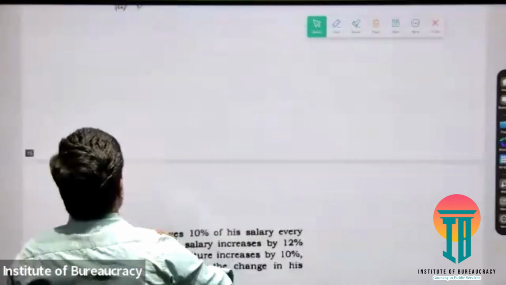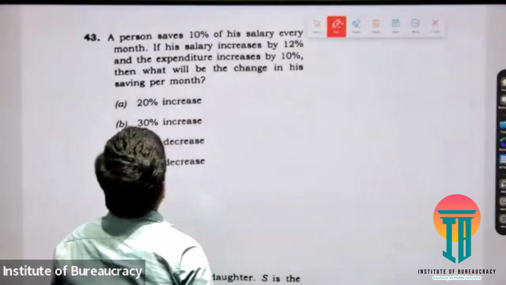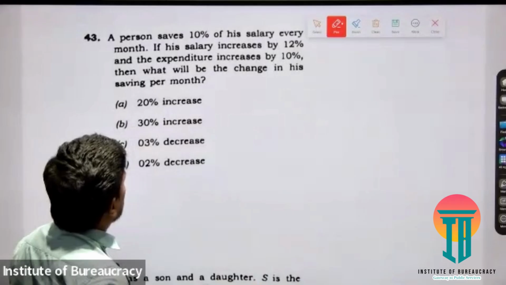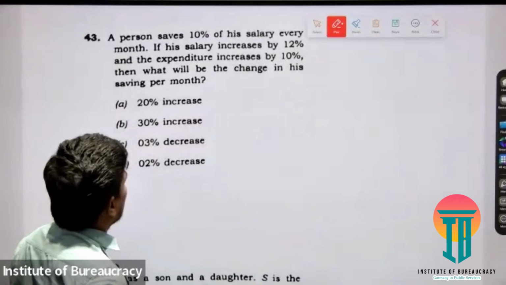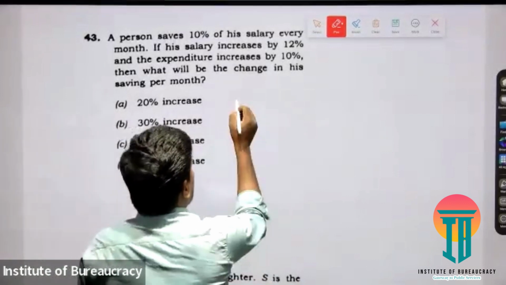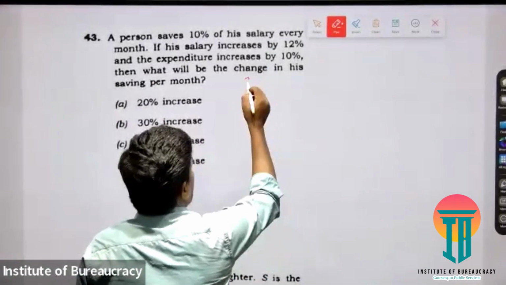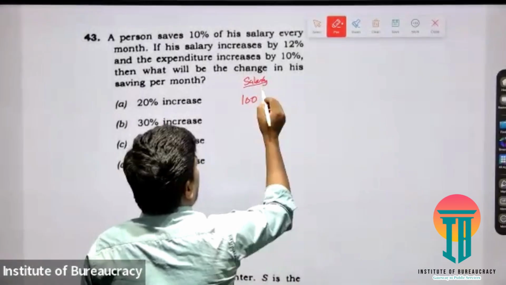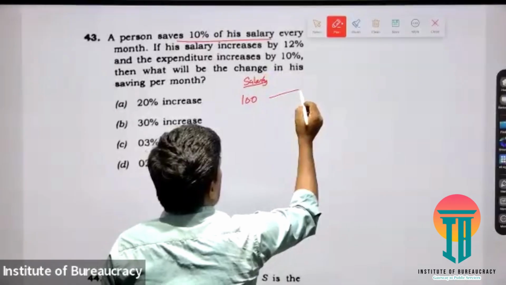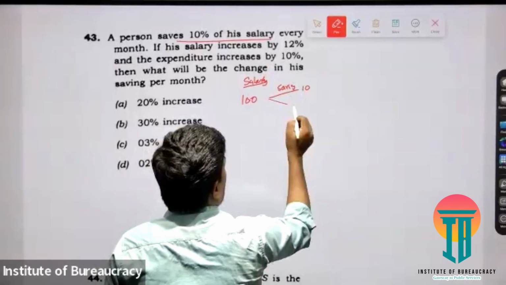This is one of the simple questions. A person saves 10% of salary every month. If his salary increases by 12% and the expenditure increases by 10%, then what will be the change in saving per month? That's the question. So we'll go with an example: I'll take the salary as 100 rupees. First salary, he saves what? 10% of salary, which means he is saving 10 rupees.